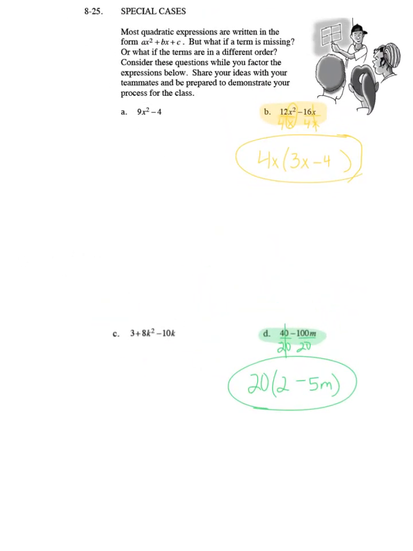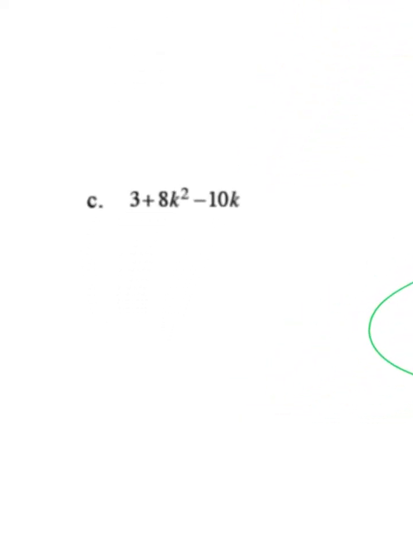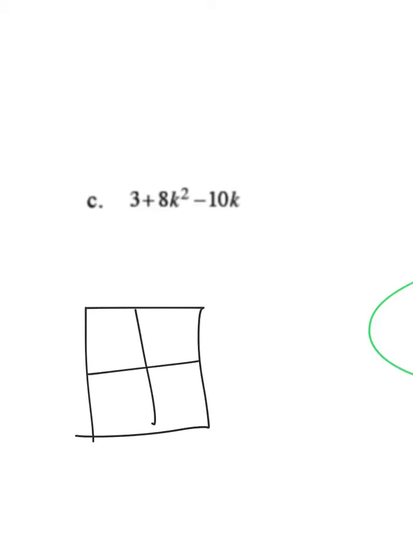These other two problems are not a greatest common factor. When I look at problem C, 3, 8, and 10, they don't all have the same number that they can be divided by. So if there isn't a greatest common factor, we need to use the rectangle and diamond strategy.